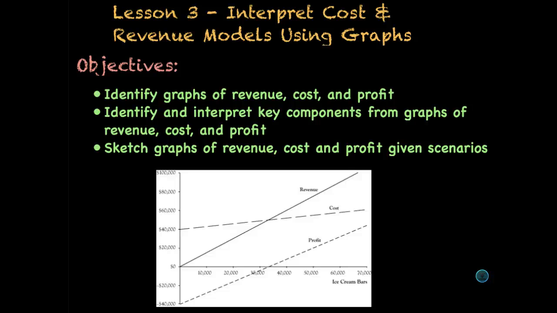So at the end of this lesson, you will have been successful if you can look at a graphical representation and identify which of the lines is your revenue, your cost, and your profit graphs. You should also be able to identify and interpret some of the key components from the graphs, including your break-even point, as well as understanding how the slopes interplay and relate to each other. And finally, you need to be able to sketch graphs of revenue, cost, and profit given different scenarios.